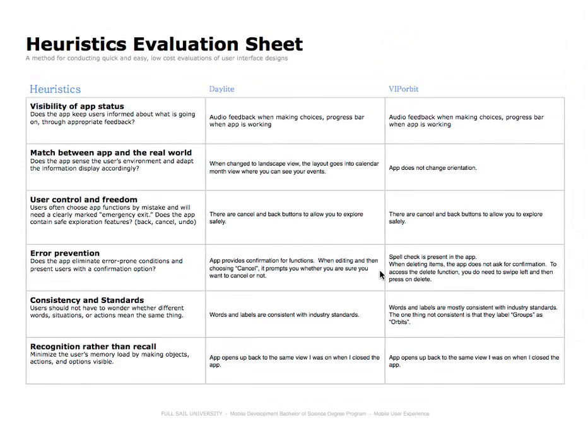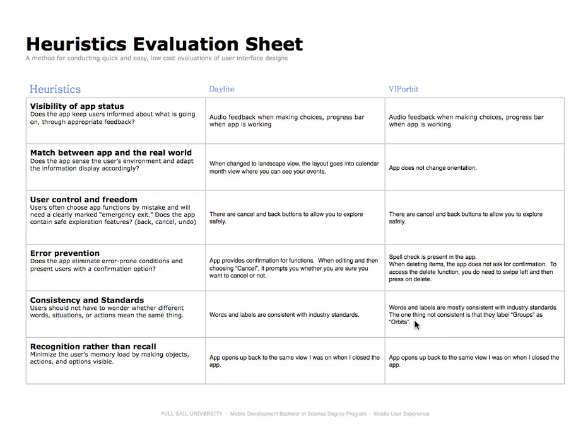Error prevention, one of them did not. The VIP Orbit, I deleted all kinds of things that it never asked me. So I'm assuming if you swipe left and it shows delete, that you just unswipe or click somewhere else. But if you click delete, it just deleted. It didn't ask you if you wanted to or not. Whereas the Daylight one, it did. They were both consistent with the exception of VIP Orbit.